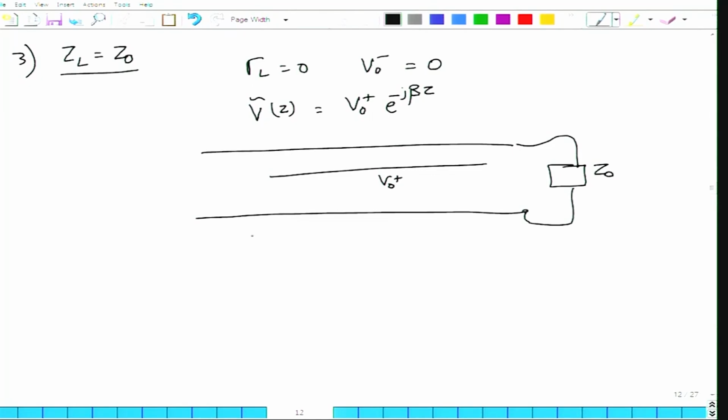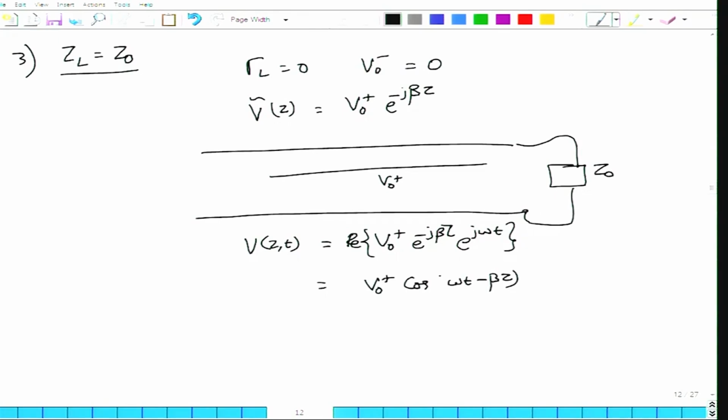That is surprising only until you go back to what V(z,t) is for this case. Voltage as a function of both z and t will be given by V0 plus e power minus j beta z multiplied by e power j omega t, and then take the real part of it. What you get is V0 plus cos of omega t minus beta z. Where is the minima or the maxima located here? The maxima or minima location actually varies with respect to time, correct?